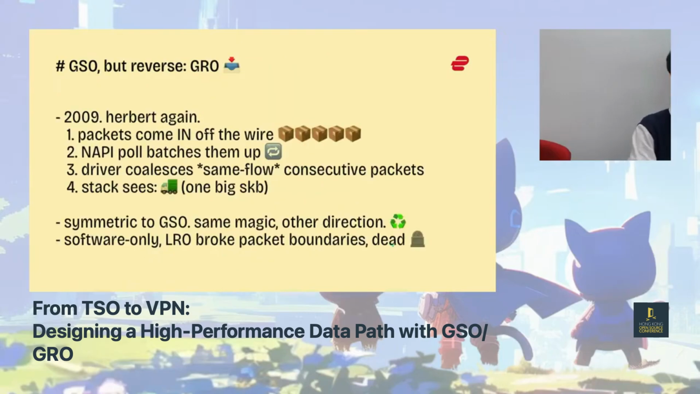Then there is GRO. It's the reverse of GSO. Packets come in, and then you combine them into a super packet, and then send them through the kernel stack once, instead of like 45 segments. It's symmetrical, like reversible, so it's pretty clean. They tried to do that in hardware, but it broke, unfortunately, so it's dead.